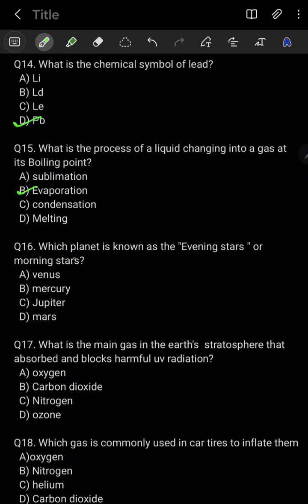Question number 16. Which planet is known as the evening star or morning star? Question number 16 also you have to comment in the comment section. Question number 17. What is the main gas in the earth's atmosphere that absorbs and blocks harmful UV radiation? That is ozone. So option D is the correct option here.